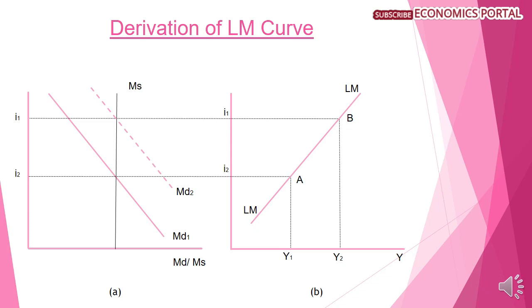Here, the money demand and rate of interest relationship is given in part A. As the rate of interest increases, the money demand also increases. When the money demand increases, the savings and investment increase, and as a result, the rate of income, हम कह सकते हैं कि the national income also increases.